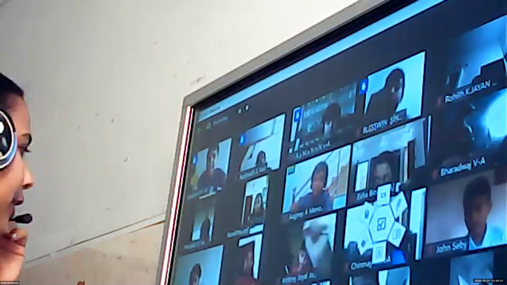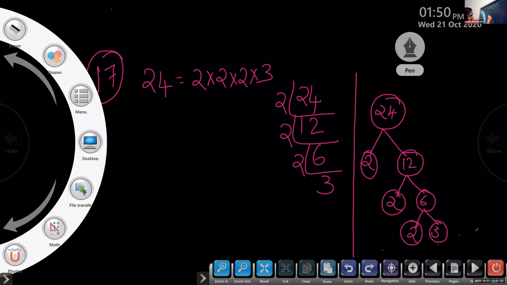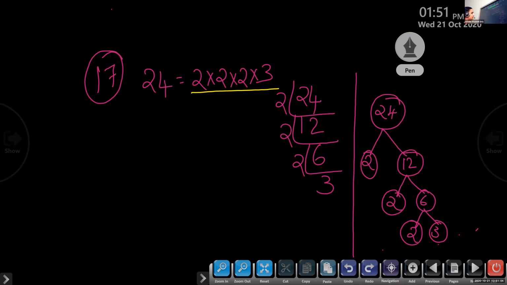Can you tell me the prime factorization of 24? Ma'am, 8 is the HCF. Wait, we will do it together. 24 can be written as 2 into 2 into 2 into 3. What is 2 into 2? 4. 4 into 2, 8. 8 into 3, 24. So that is correct.